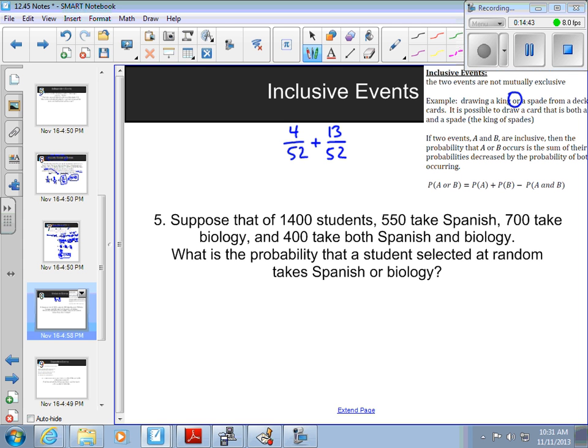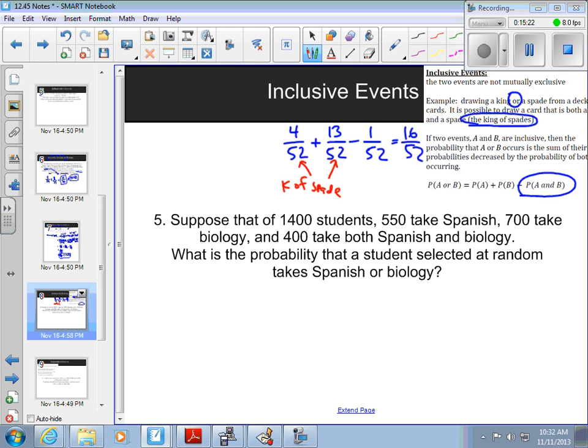However, because there is one card that is both a king and a spade, what you have to do is subtract out that one card, because that king of spades is in both this group and this group. So that one card that's being counted twice, we need to subtract out. So the probability would be 17 minus 1, which is 16 out of 52 chances, the probability of drawing a king or a spade.